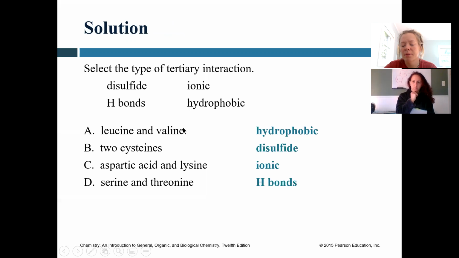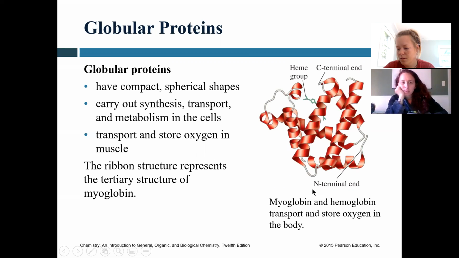Leucine and valine, they both happen to interact with each other in a hydrophobic way. Cysteine has sulfur bridges because it has a thiol attachment. Aspartic acid and lysine create an ionic bond, and serine and threonine have H bonds. This is kind of above your pay grade, so I wouldn't stress too much about that.